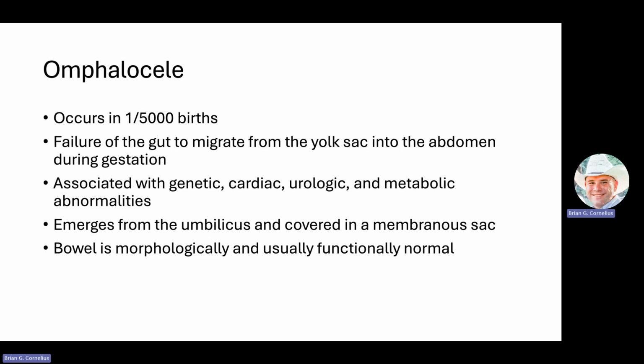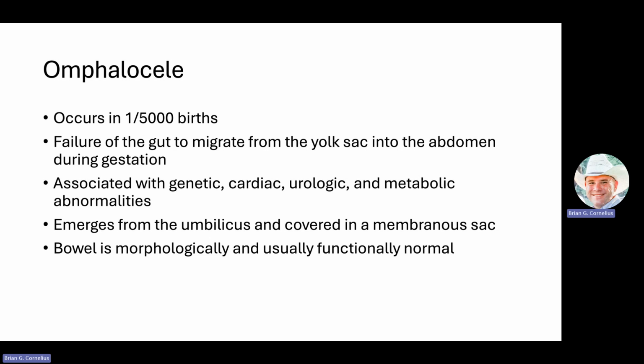Omphalocele occurs in about 1 in 5,000 births, so it's a little bit less common, and it occurs as a result of the gut failing to migrate from the yolk sac into the abdomen during gestation. It is associated with a lot of abnormalities: genetic, cardiac, urologic, and metabolic. So if you're going to pick one, gastroschisis is better, even though on the surface it appears to be a little bit more disruptive. The intestines emerge from the umbilicus, and it's covered in a membranous sac.